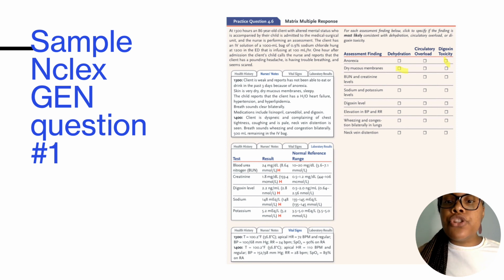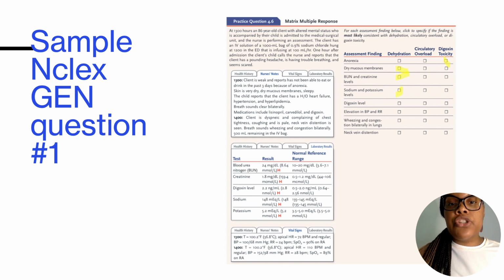So we kind of answered two questions at once. So when a patient is dehydrated, the BUN levels will increase and the potassium level will increase. Does that make sense?